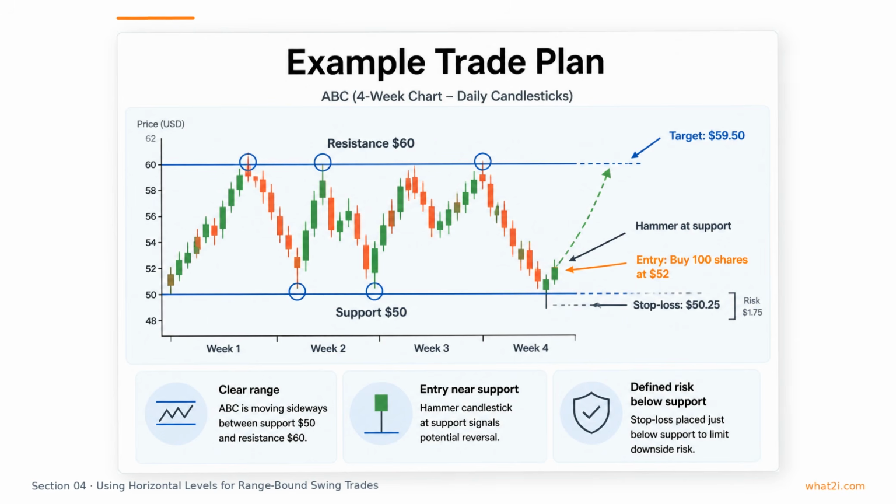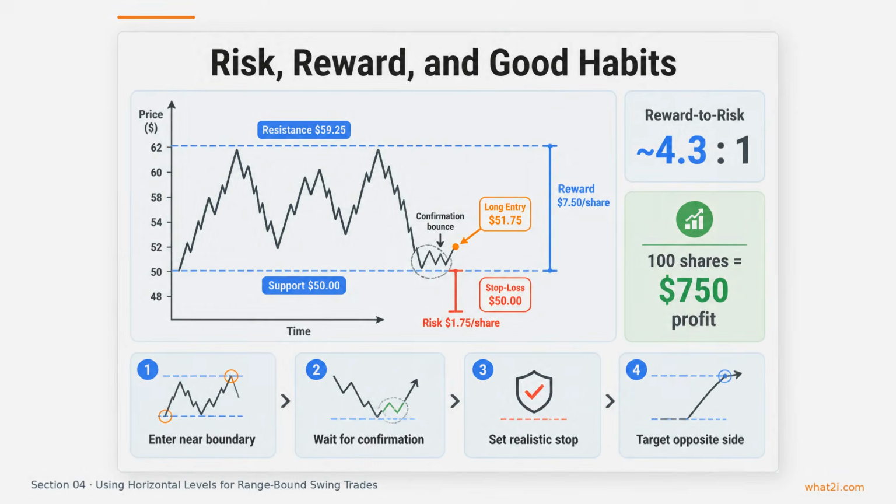The trade works because the range is clear, the entry is near support, and the risk is defined before the order is placed. This example also shows why range trades can be attractive when the structure is clean. If the risk per share is 1.75 and the potential reward is 7.50, the setup offers a reward to risk ratio a little over 4 to 1. On 100 shares, that would translate to a potential profit of $750 if the target is reached. Those numbers do not make the trade certain, but they do make the opportunity worthwhile.